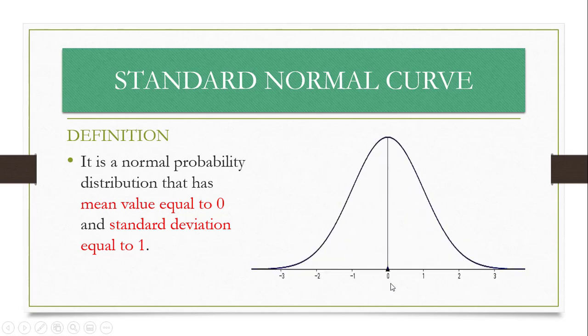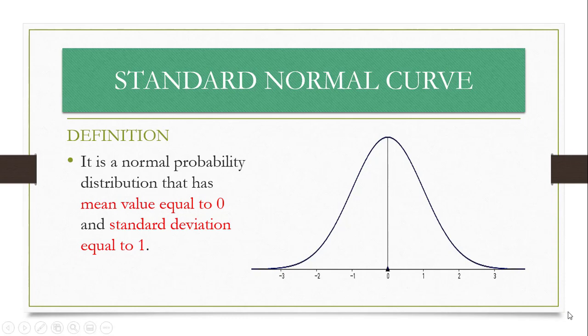If you see, 0 is at the center. Since our standard deviation is equal to 1, we add 1 for each deviation in our distribution. So as you see, we have here 1. The next would be 2, since every deviation is 1 unit. And the next would be 3. The same way here, we have -1, -2, and -3. So this is what we call the standard normal curve.